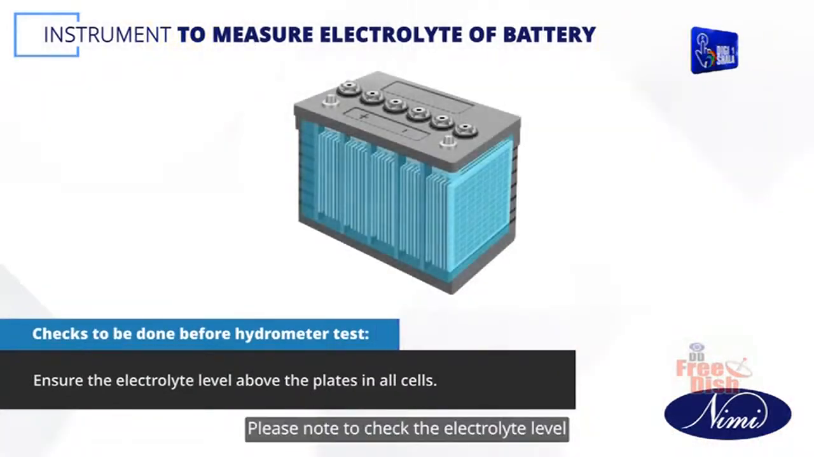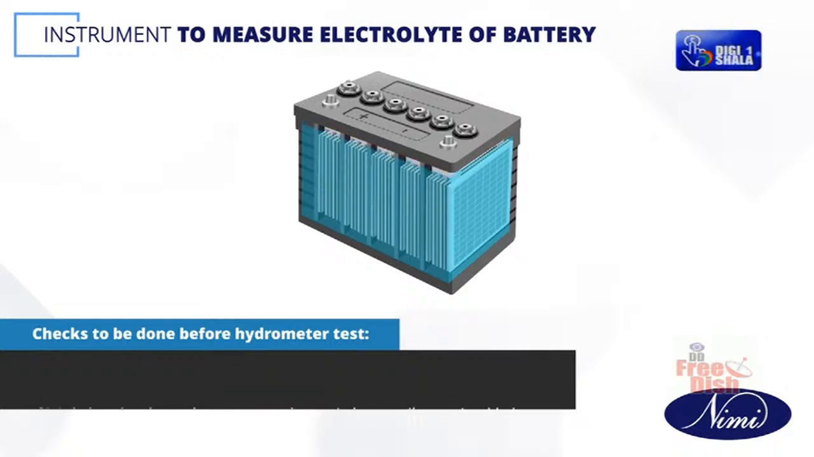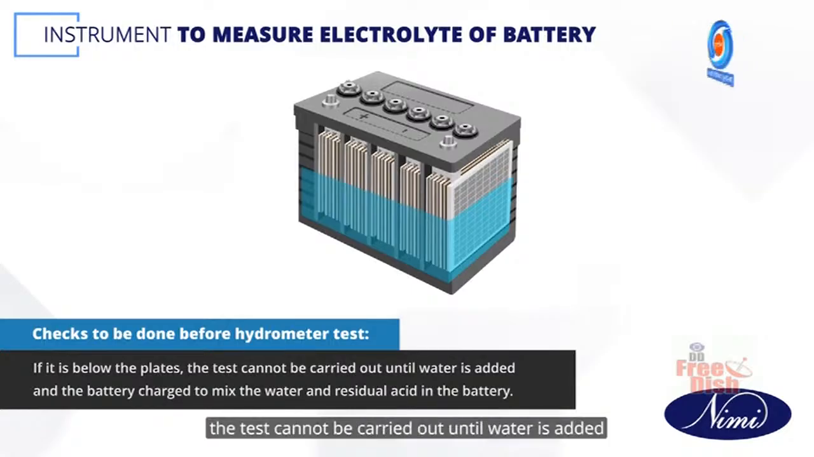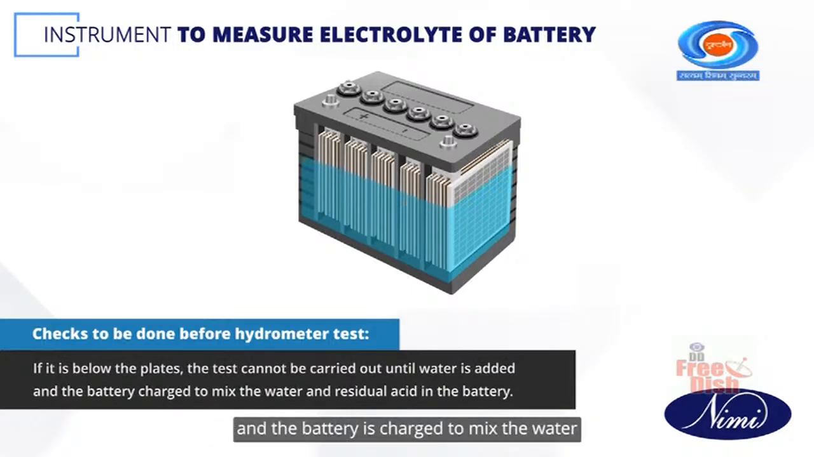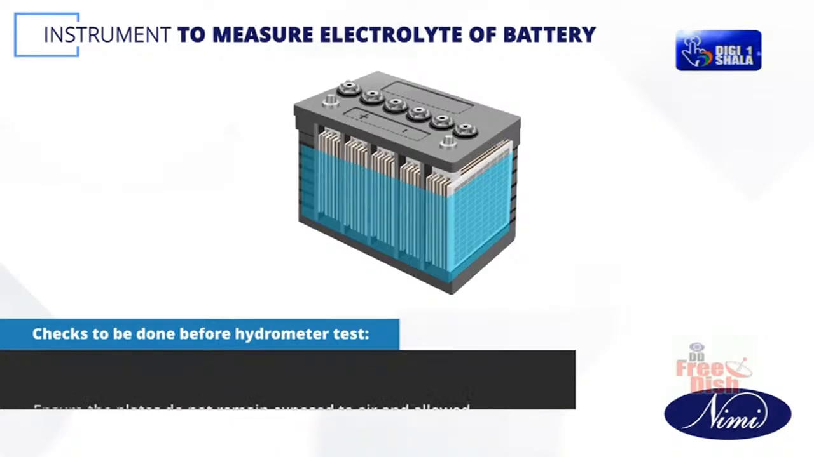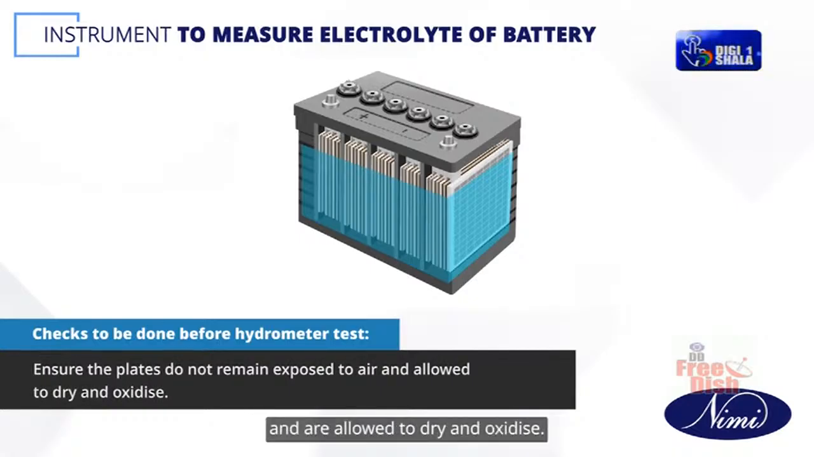Please note to check the electrolyte level and ensure that it is above the plates in all cells. If it is below the plates, the test cannot be carried out until water is added and the battery is charged to mix the water and residual acid in the battery. It is important to ensure that the plates do not remain exposed to air, where they are allowed to dry and oxidize.